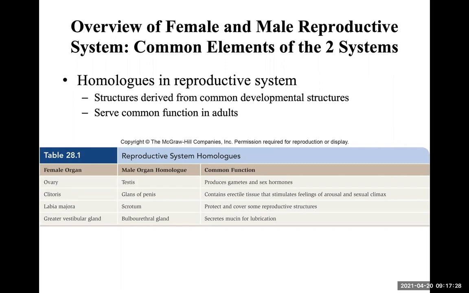The homologue for the clitoris in a female would be what we call the glans of the penis. Both of those structures, which are made up of sensory nerve endings, have the same origin from a developmental standpoint. The labia majora is homologous with the scrotum in the male. And then there's a gland called the greater vestibular gland in females that is homologous with the bulbourethral gland, also called Cowper's gland, in males. So I do expect you to know from this table these different homologs. Again, if you go on and take developmental biology, you'll talk a lot about homologous structures.